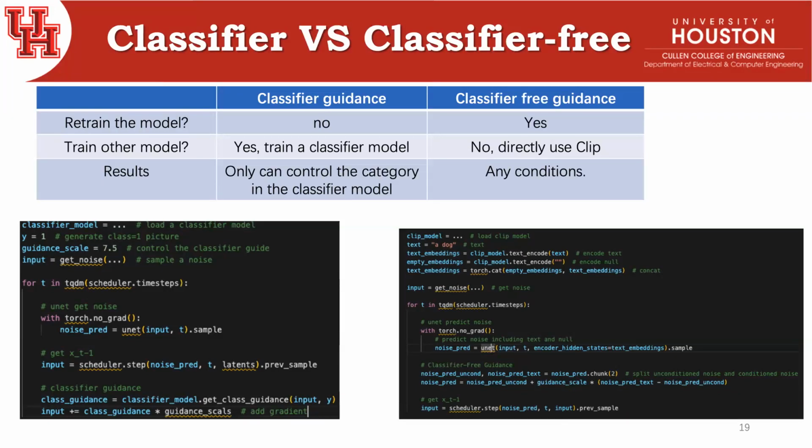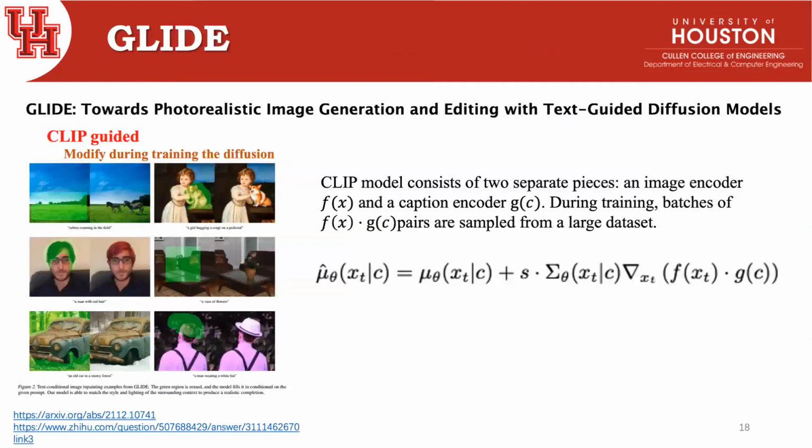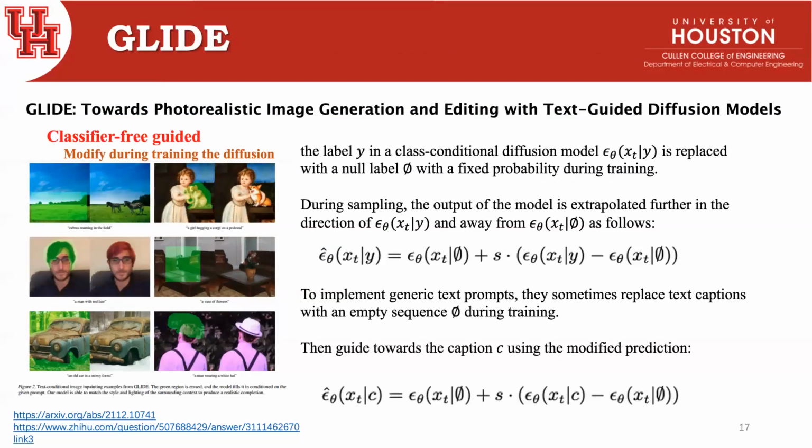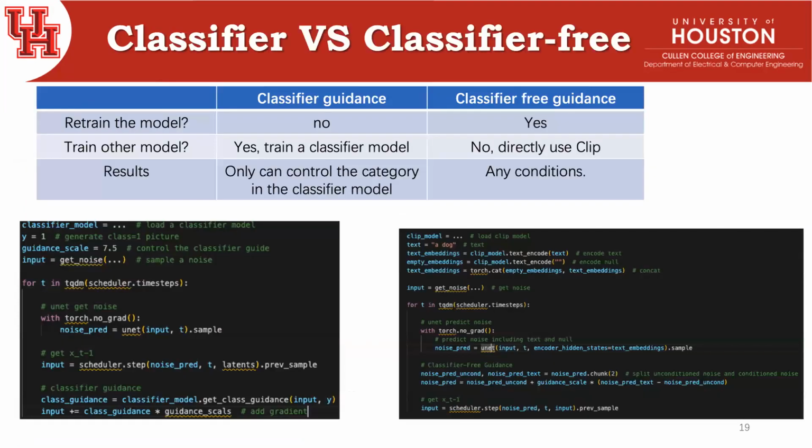But for classifier-free guidance, as we mentioned about the gradient, you have to totally retrain this model, because during training you have to use this epsilon and modify the whole model update. For classifier guidance, you need to train a classifier model, but for classifier-free guidance, sometimes they just use a pre-trained CLIP model.